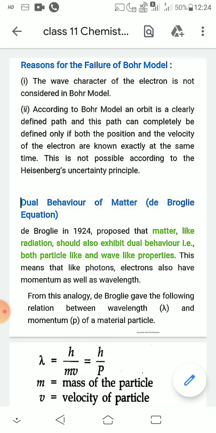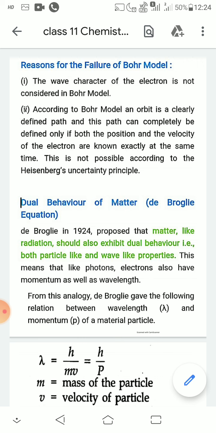Now, what are the reasons for the failure of Bohr's atomic model? First point, the wave character of electron is not considered in Bohr's model. Today I'll discuss this point. What is the wave character of electron? But scientist Niels Bohr did not consider the wave character of electron.